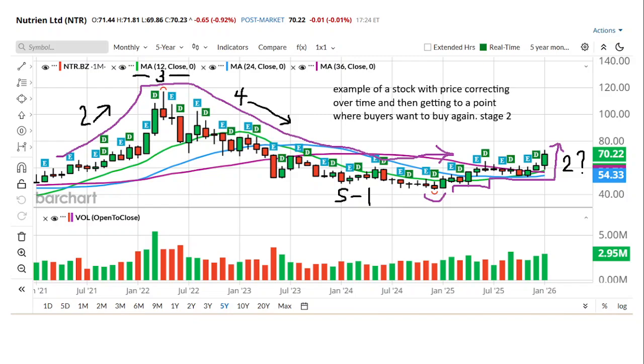This is a chart of Nutrien Limited, symbol NTR. I just wanted to give you an example of a stock with price correcting over time and then getting to a point where buyers wanted to buy again, signaling an early stage 2 uptrend.